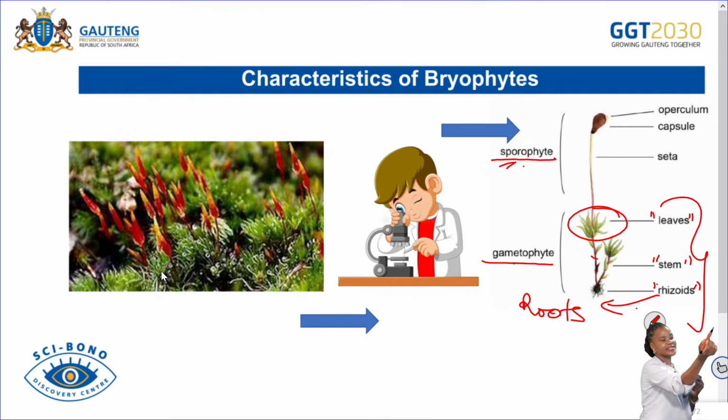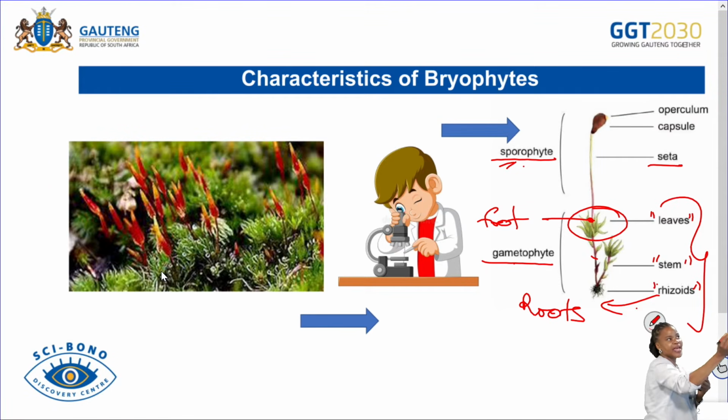As for the second generation, the sporophyte is made up of the foot. The foot is somewhere here. It is the one that attaches the sporophyte generation to the gametophyte generation. So we'll have the foot there, which is usually the base of the sporophyte generation. And then the foot gives rise to this part, which is called what?